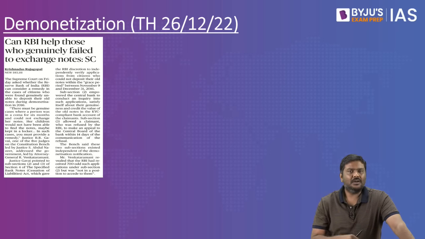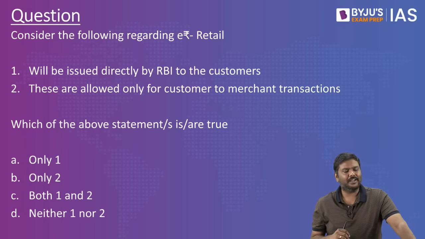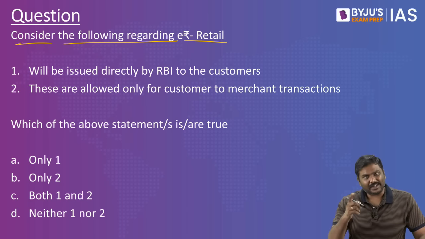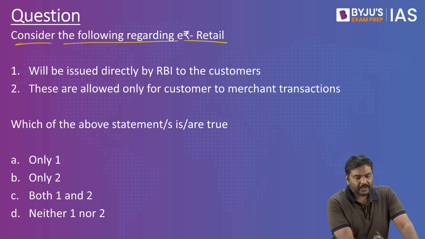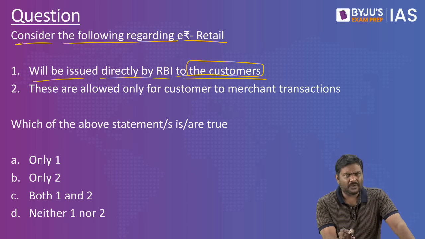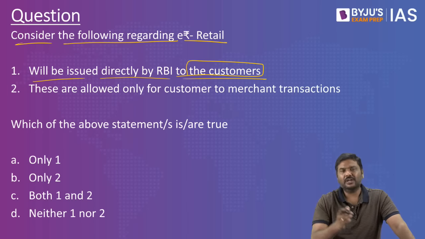Now based on this, I have given one question. Let me solve the question, then we'll go back to the article. Consider the following regarding e-rupee, that is a retail version of it. It will be issued directly by RBI to customers. Underline the term RBI to customers. No doubt it is issued by RBI, but not directly to customers. RBI has given it to the banks. Banks are issuing it to customers.